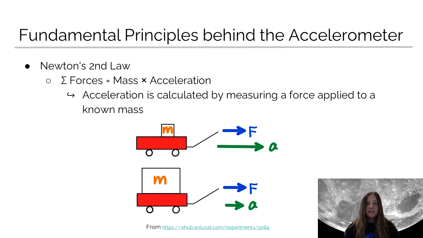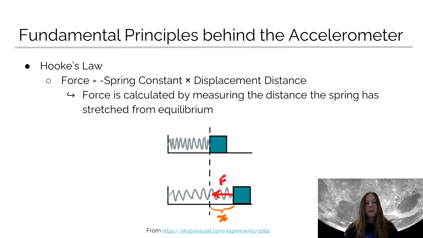Diving into Newton's second law: force equals mass times acceleration, where acceleration is calculated by measuring a force applied to a known mass, as shown in the diagram below. Hooke's law is similar, where force equals negative spring constant times displacement. Force is calculated by measuring the distance the spring has stretched from equilibrium, as shown in the diagram below.